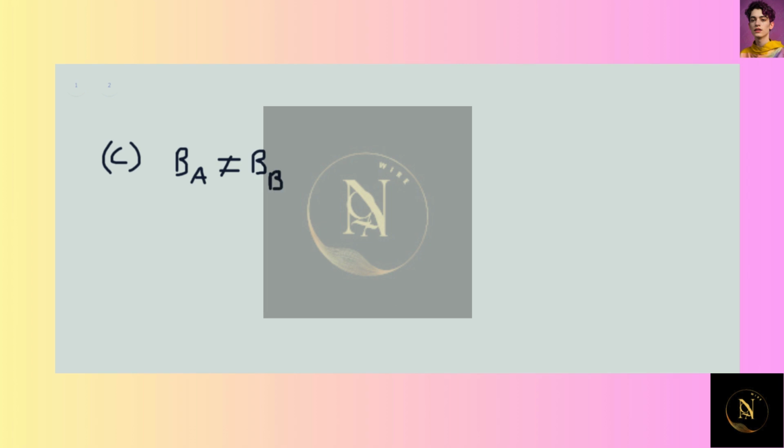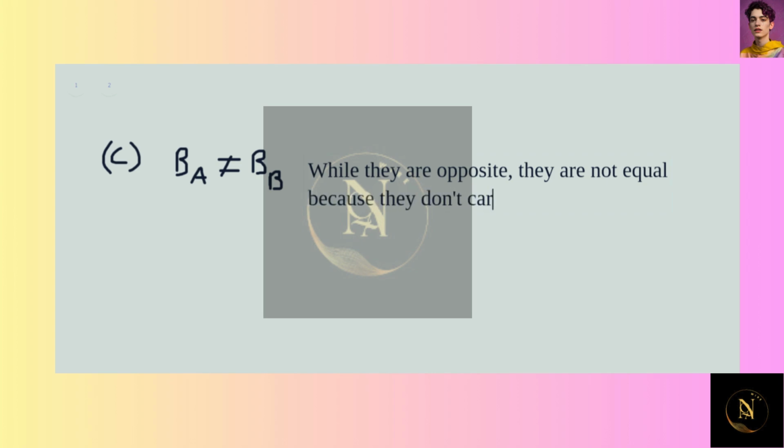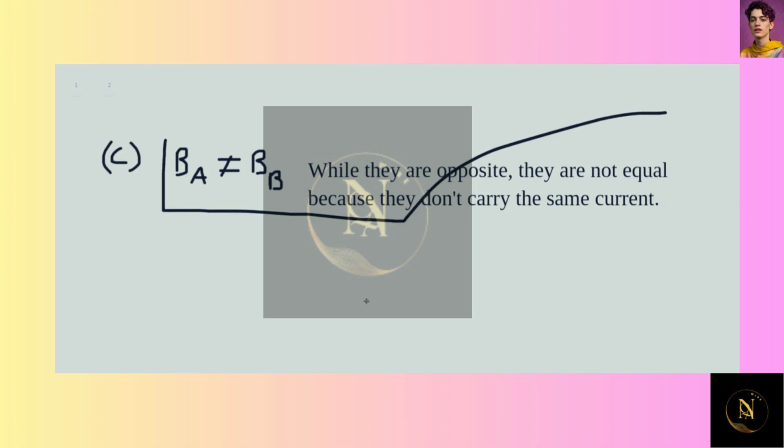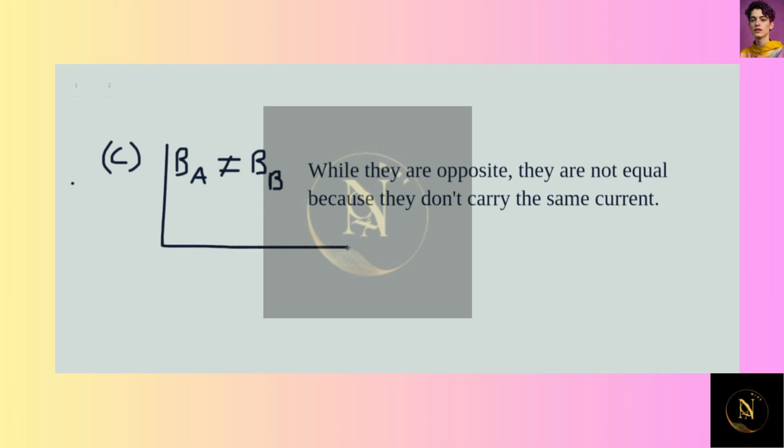And we can say, let's think, what's the best way to say this? We can say while they are opposite, they are not equal. And the reason they're not equal is because they don't have the same current. Because I sub A does not equal I sub B, and that's how we calculate those two values. Oh, little mistake there. Let's go ahead and box this in as our solution for part C.